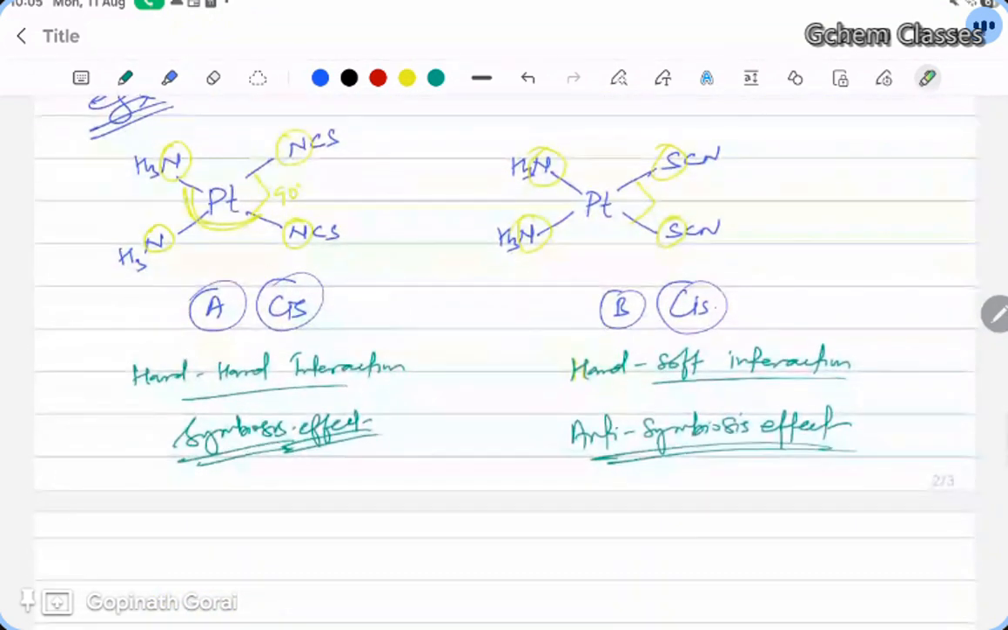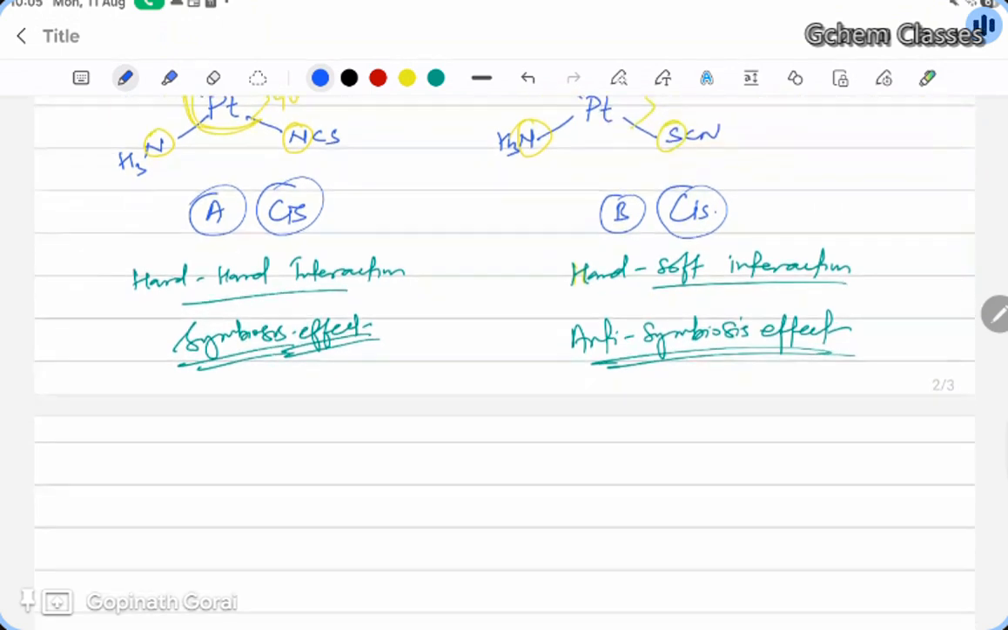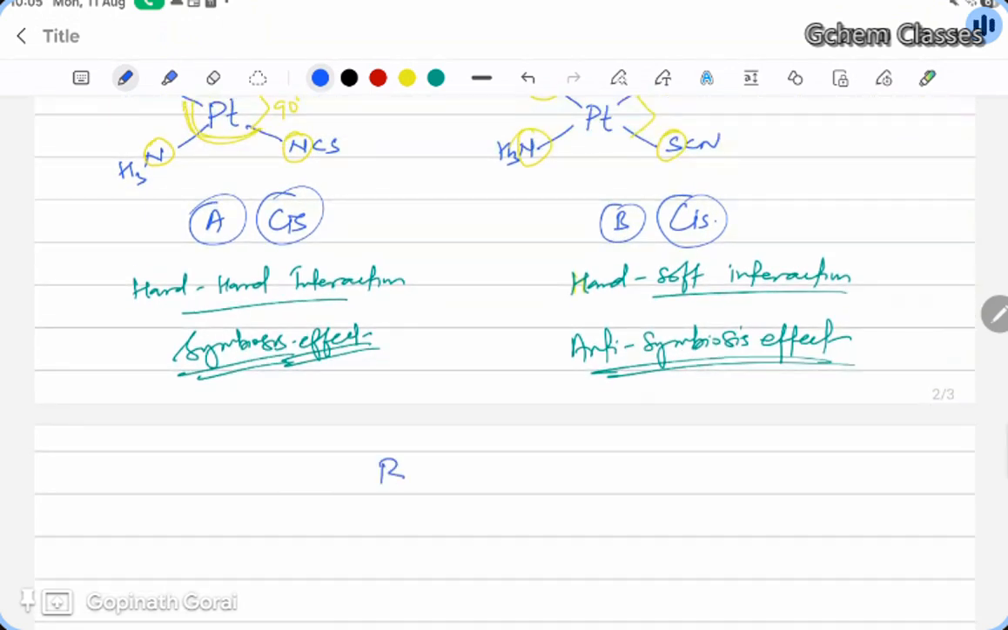So likewise, here, this is a cis form, right? In this cis form, this is symbiosis effect, so this is going to be less stable. Here it is cis form, here it is anti-symbiosis effect, so this is going to be more stable here. So B is more stable than A. Here the stability order we can write B is going to be more stable than A, right? Because for cis form, anti-symbiosis is going to be more stable. Got it, right?